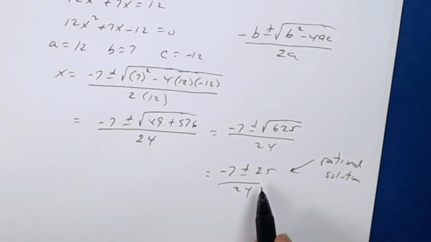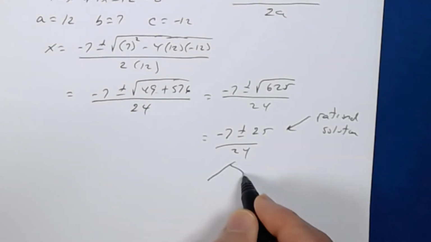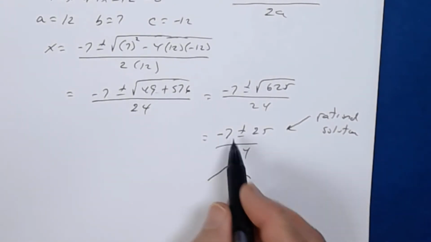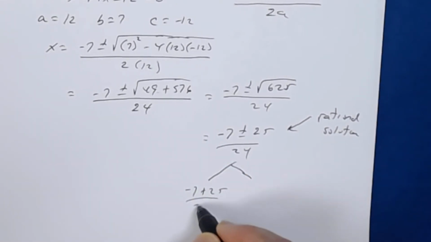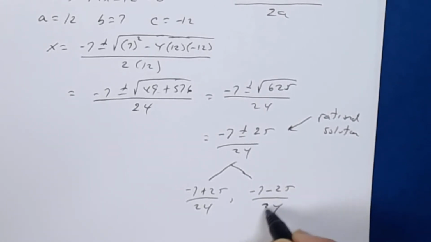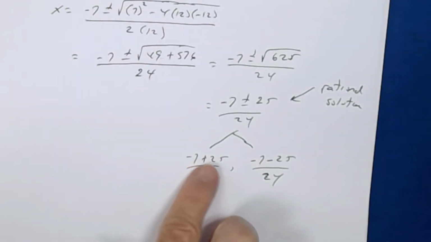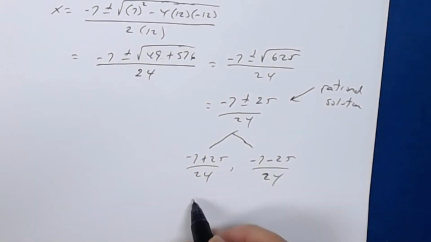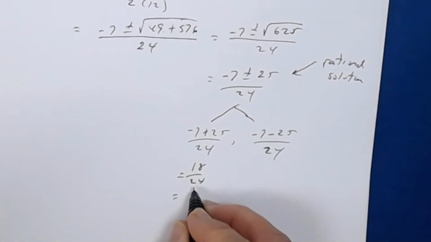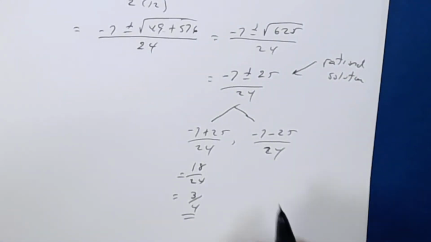Okay, so when you're at that point, remember what you had to do. You had to then separate it and actually tell me what those two rational solutions are. So at that point, I would say negative 7 plus 25 divided by 24, comma, and then negative 7 minus 25 divided by 24. Okay? And so negative 7 plus 25 is 18 divided by 24, which reduces. They're both divisible by 6. The GCF is 6. So I get 3/4 over here.